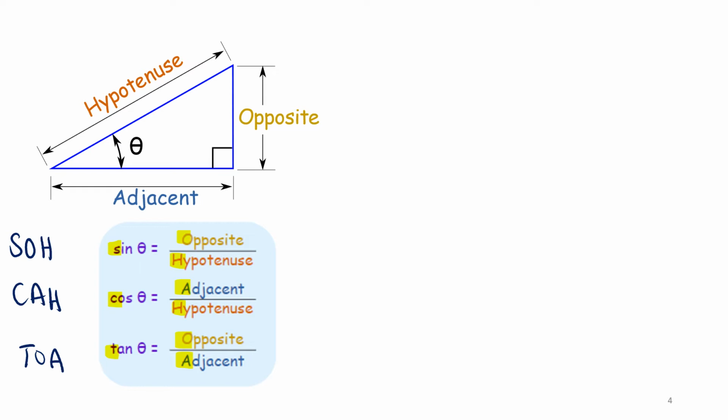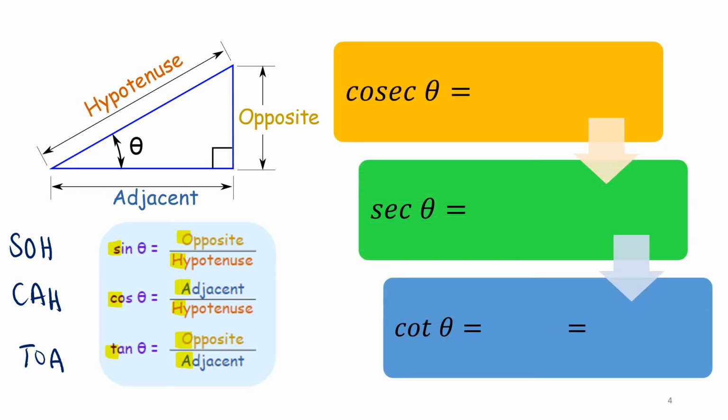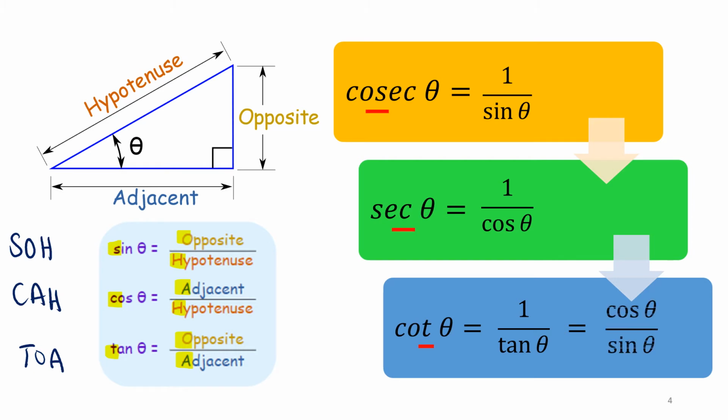So now we can also define another 3 trigonometric ratios, which are cosecant theta, secant theta, and cotangent theta. How do we know what is the definition of these 3 trigonometric functions? It is from the third letter. So for cosecant theta, we look at the third letter, it's S, which means cosecant theta is equal to 1 over sin theta. Secant theta is equal to 1 over cos theta, and cotangent theta is equal to 1 over tangent theta, which can also be defined as cos theta over sin theta.